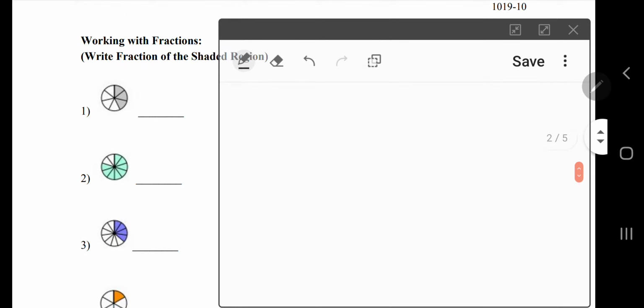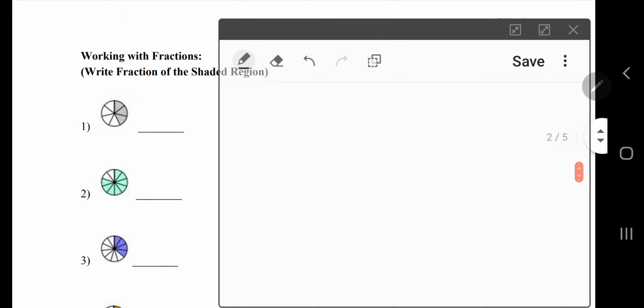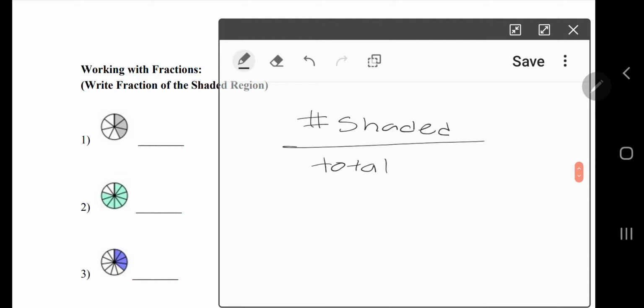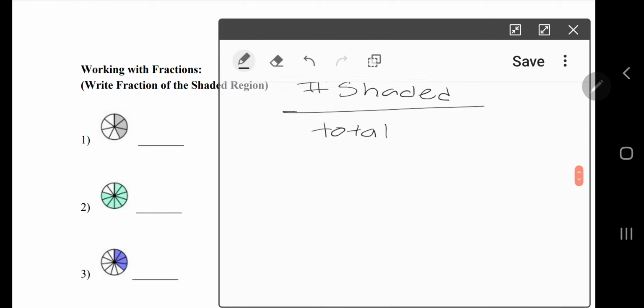Moving on to fractions with shaded regions. So over here you're given a circle with some areas that are shaded in. In order to write the fraction of the shaded region, you want to count the number of shaded, so number of shaded over total, the total amount of pieces. So let me simplify this for you guys.